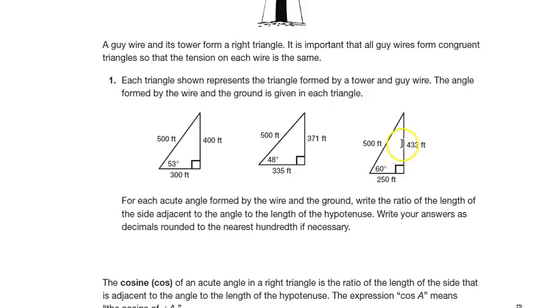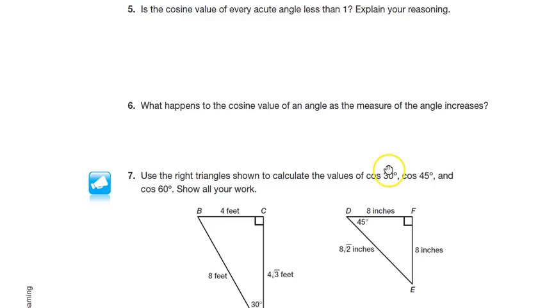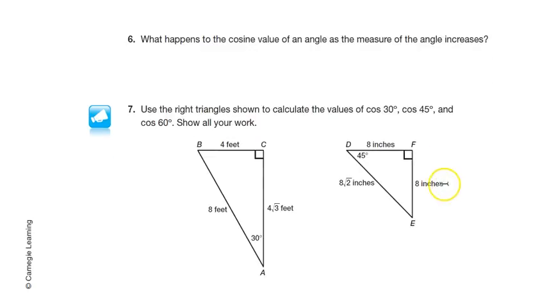If you had an 80-degree angle and this was still 500 feet, this would be a very, very small side here. So in essence, this is the numerator, that's the denominator. As you're opening up the angle, as you're making the angle wider, the ratio is getting smaller. It's getting smaller. So that's the idea here with question number 6. So now they just want you to calculate these.